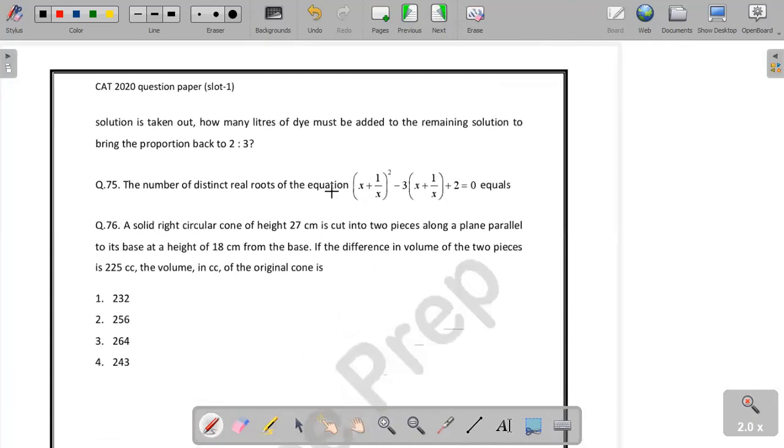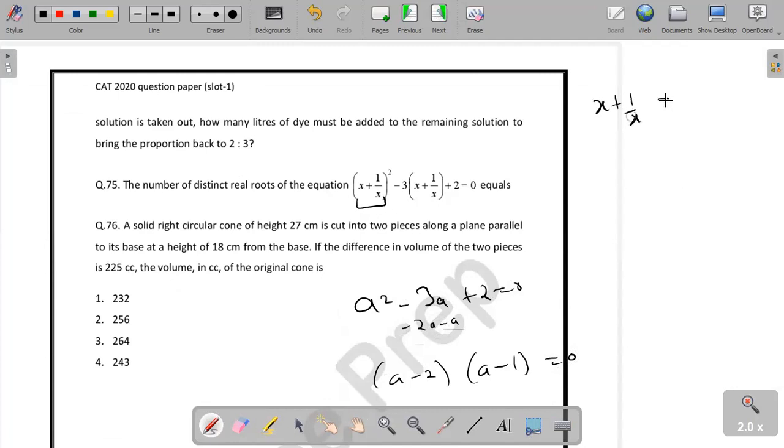The number of distinct real roots of the equation, this I would take as a. So a square minus 3a plus 2 is equal to 0. I can say minus 2a and minus a. So a minus 2 and a minus 1 is equal to 0. So x plus 1 by x is equal to 2, or x plus 1 by x is equal to 1. Fine. If I multiply by x, from here I would receive x square minus 2x plus 1 is equal to 0, and from here I would receive x square minus x plus 1 is equal to 0.